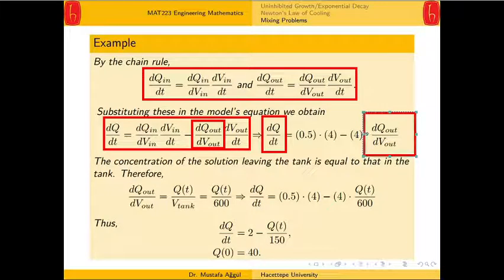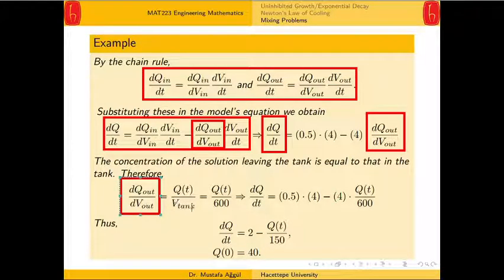Okay, so let's check our physical expectations. What is the density of the leaving solution? It's a well-stirred tank, right? So the density of the leaving solution is basically equal to the density of the solution in the tank. So dq_out/dv_out is basically equal to the amount of salt in the tank divided by the volume of the tank, right?